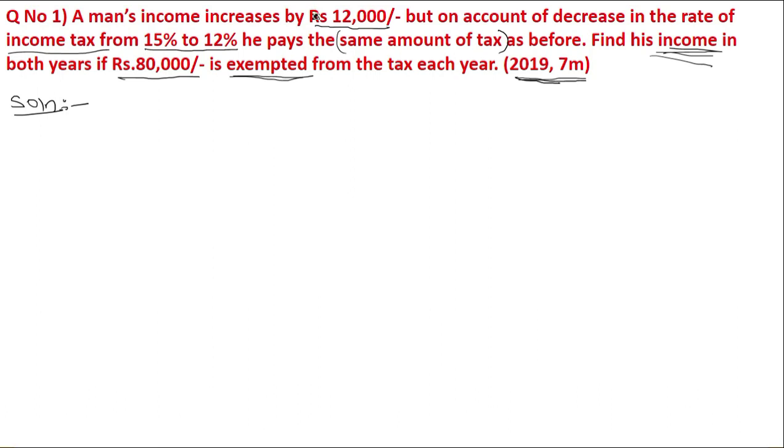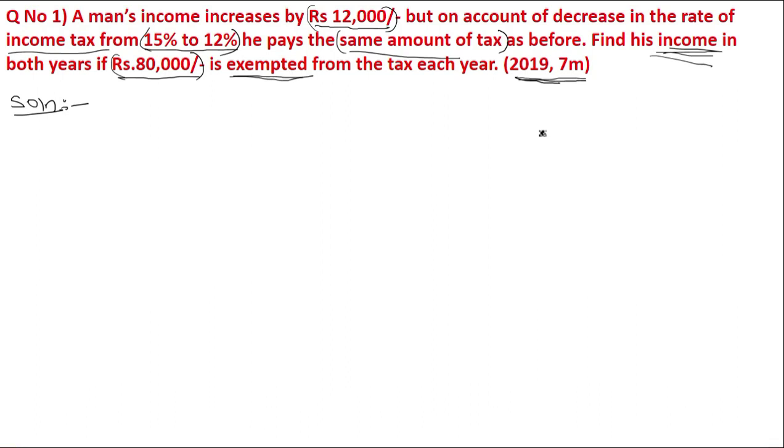His income increased by 12,000. He is paying the same tax. Why is he paying the same tax? Because the tax rate has been reduced from 15 to 12 percentage. So I'll tell you why they have given that he pays the same tax.